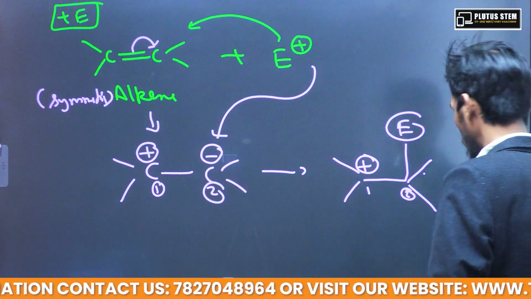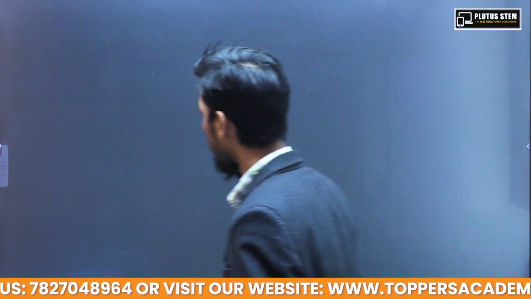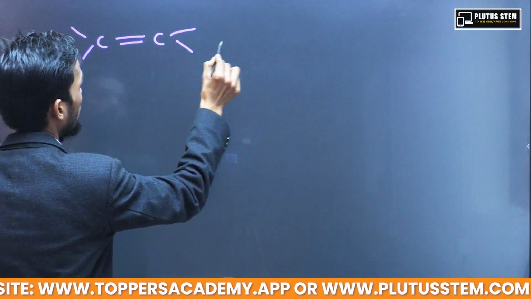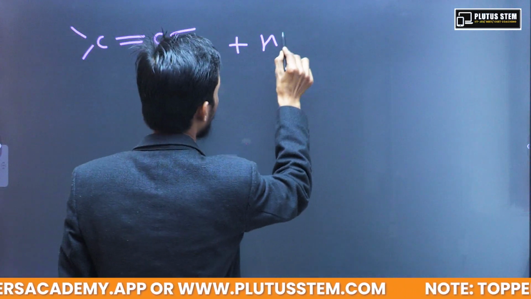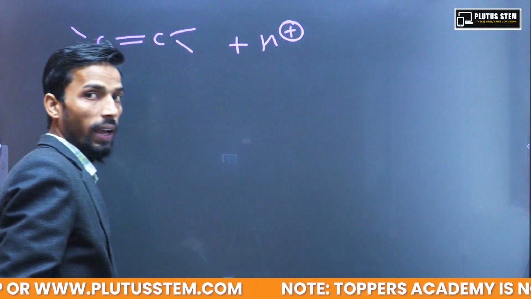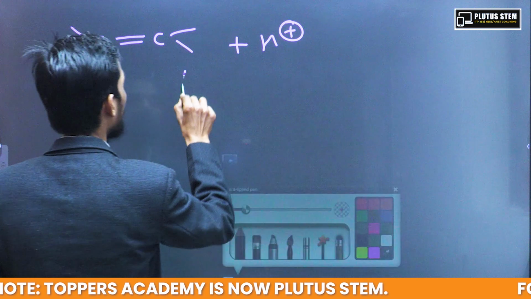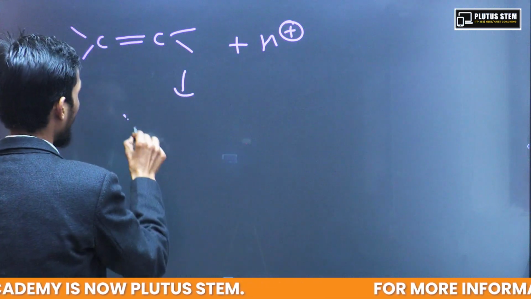So if we take a day-to-day example, then we can see an alkene reactant with some acid. Reaction of alkene with some acid. So this type of reaction in presence of H positive, what is going to happen?